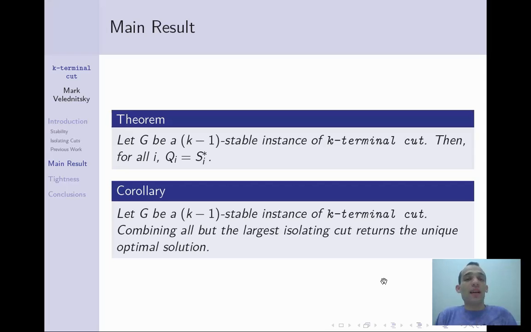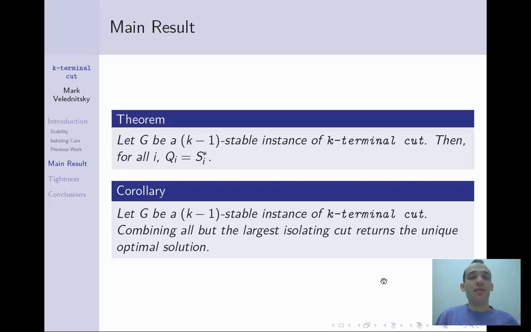Now, an immediate corollary is the result I claimed earlier. If we have a k-1 stable instance of the k-terminal cut problem, and we take all but the largest isolating cut, then that will also return the optimal solution. The reason I've stated it that way is because that's exactly the 2 minus 2 over k approximation algorithm. So that algorithm, which is based on isolating cuts, is an optimization algorithm for k-1 stable instances. Now there's a natural question: can we do better?